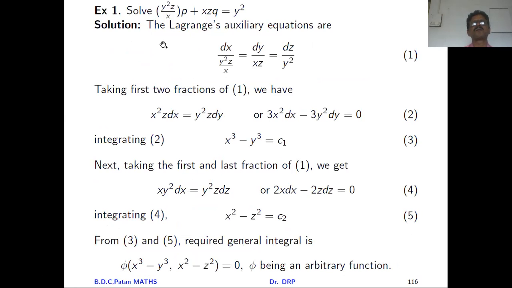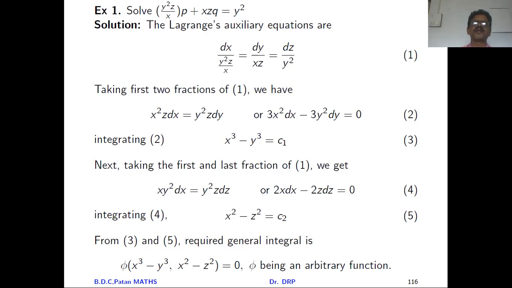So see, the very first given equation: solve y square z upon x into p plus xz into q equal to y square. If you observe, this equation is in the form Pp plus Qq equal to capital R. So first you write Lagrange's auxiliary equations as dx upon capital P equal to dy upon capital Q equal to dz upon capital R. Capital P is the coefficient of small p, capital Q is the coefficient of small q, and capital R is the right hand side of the equation.